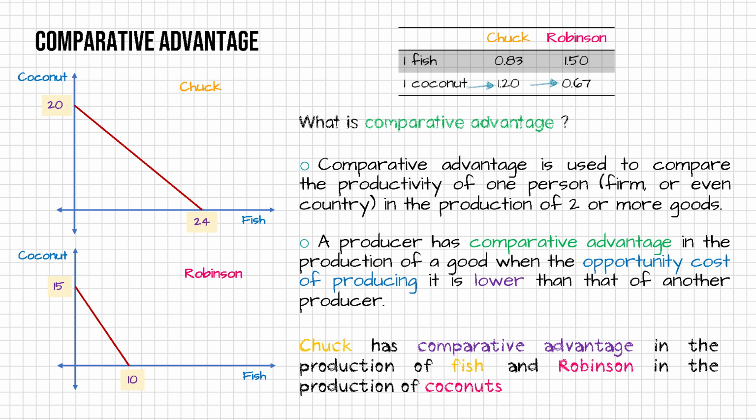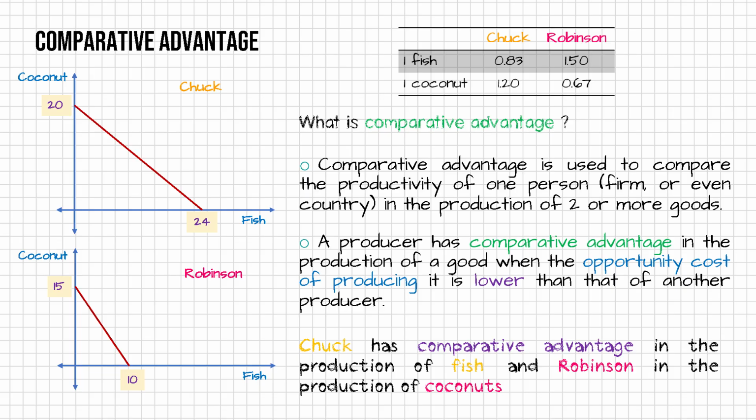So wouldn't it make more sense for Chuck to specialize in fish and Robinson to specialize in coconuts? The answer is yes, because they each have comparative advantage in a different good. So if Chuck and Robinson specialize their production, the total output of the economy increases and they can trade their surpluses, which creates gains for both of them, for Robinson and for Chuck.